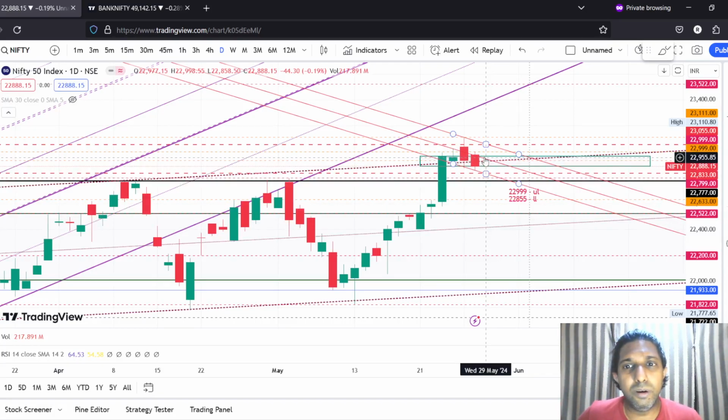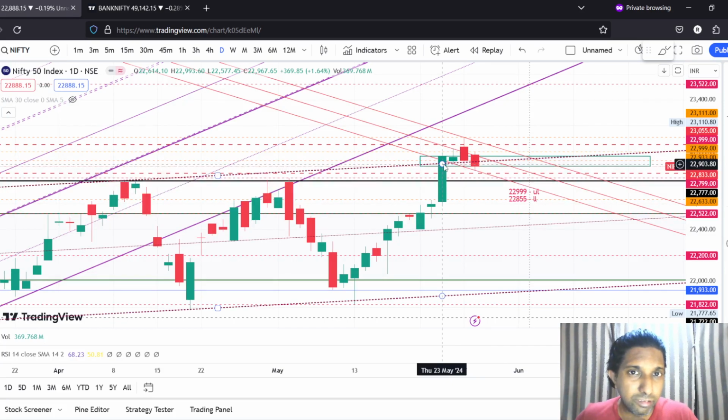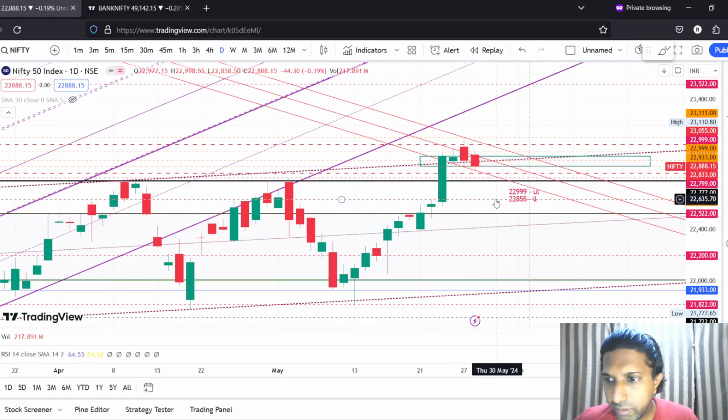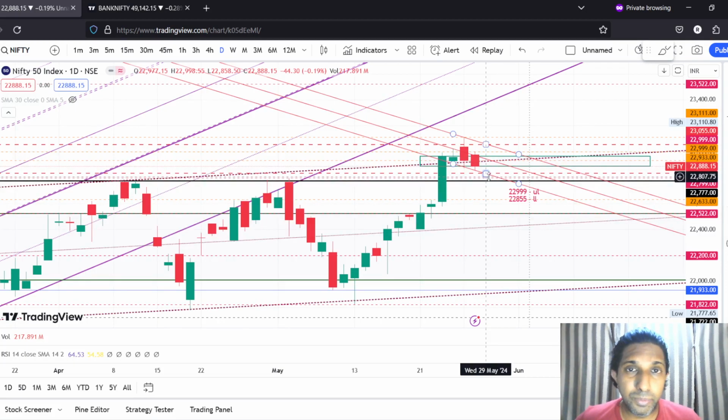Does this indicate that we could see further downfall? Yes, we can, but again, if this channel is to be believed, then my guess is that for tomorrow the level would be, just a minute, 22,833. So we can go down till 22,833, and from there we may experience a reversal, right?